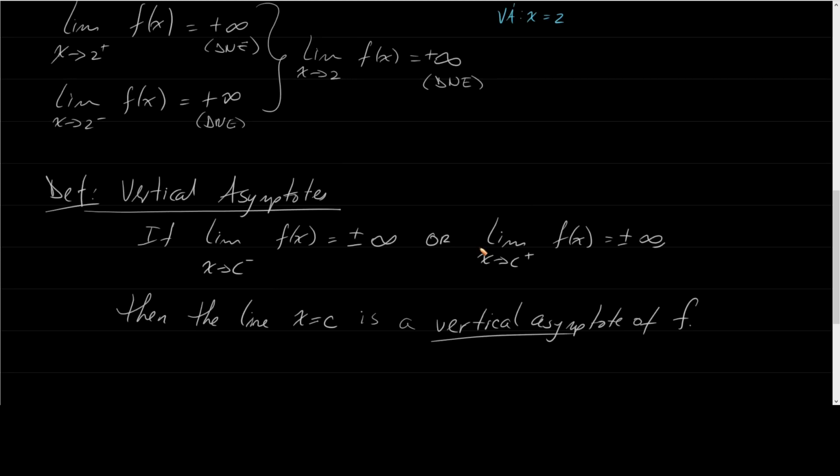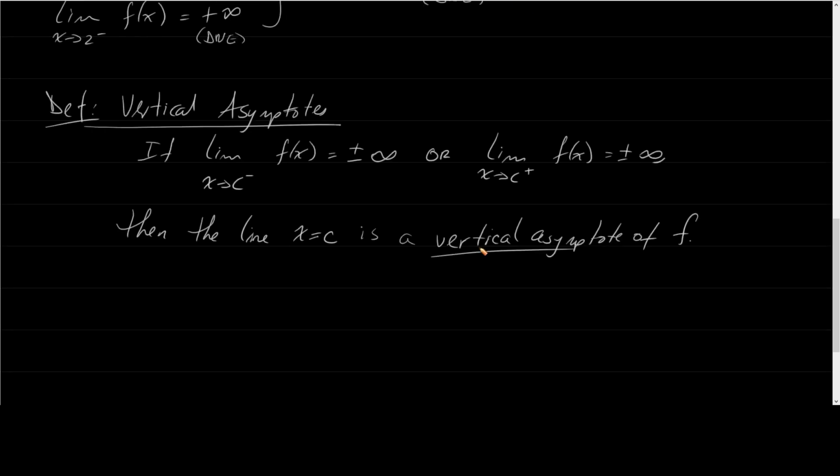What we really care about here with these vertical asymptotes is the behavior: is it going towards positive infinity or negative infinity? Okay. So now, theorem.